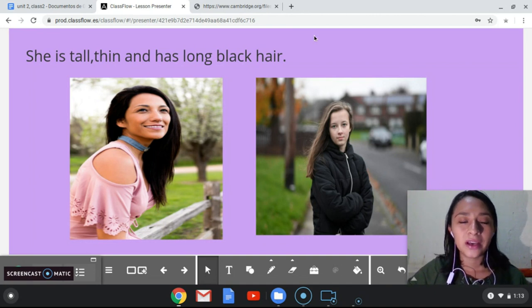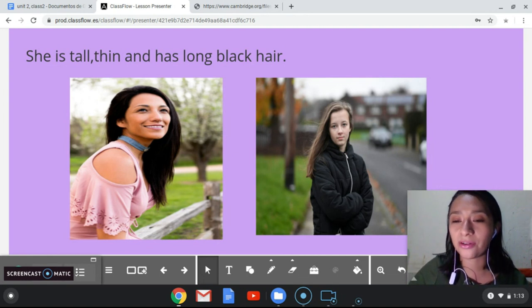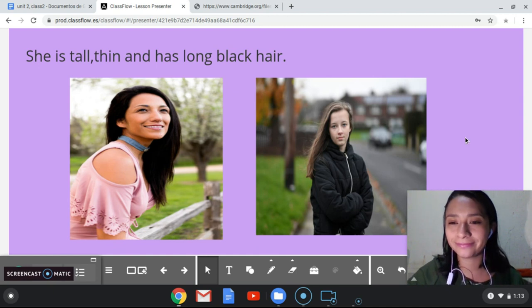So it says, she's tall, thin, and has long black hair. So, which one do you think is the correct picture? Number 1 or number 2?